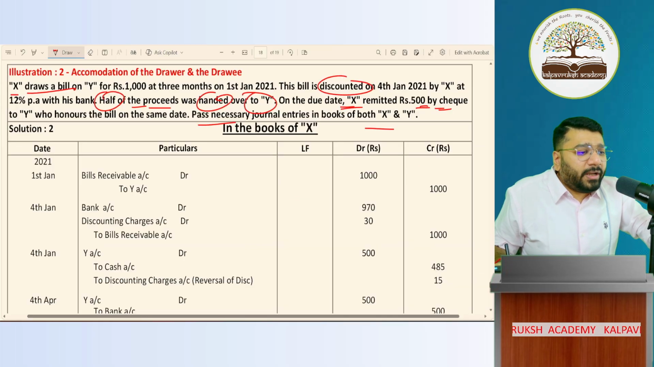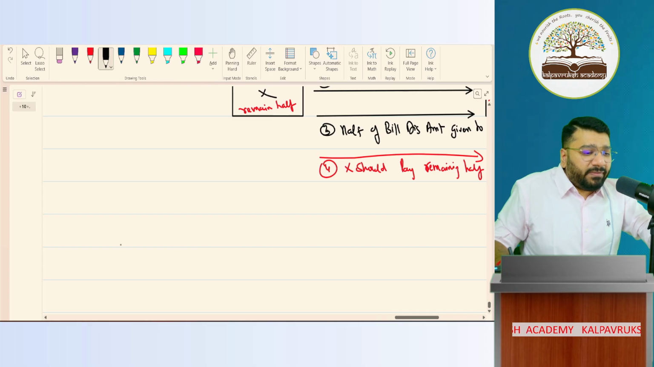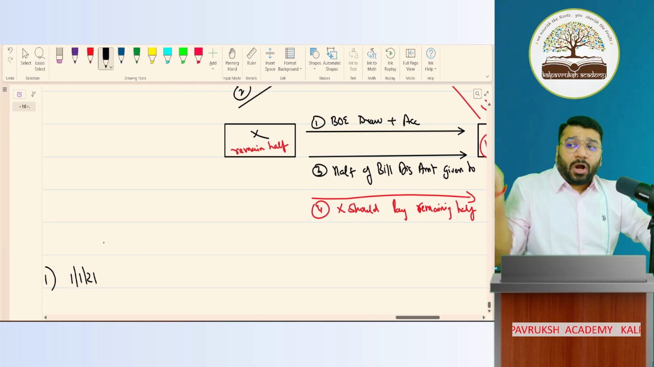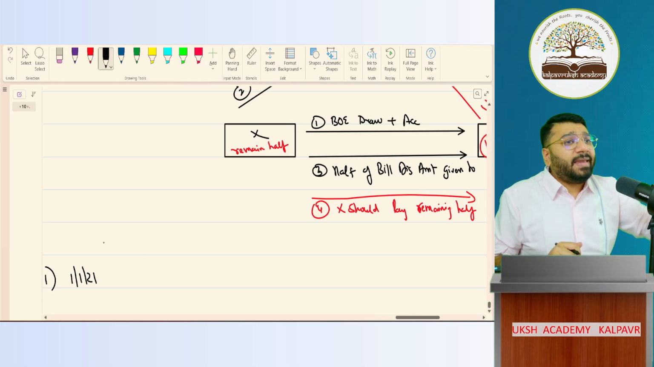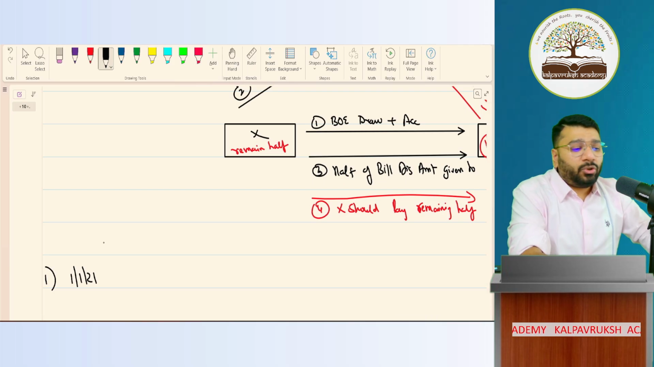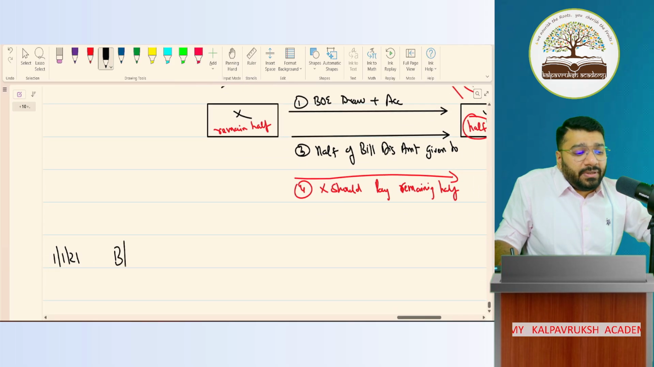What is the date of drawing the bill and accepting the bill? 1 Jan 21. So first entry on 1 Jan 21, people. When the bill is drawn and accepted, what entry? Sir, when the bill is drawn and accepted back to X, X is the holder of the bill. He is having an asset. BR is an asset. To create an asset, give a debit. BR account debit. How much? 1000.